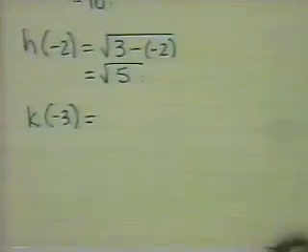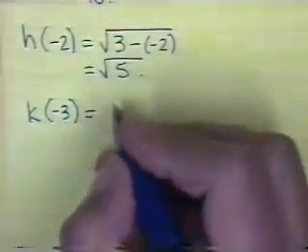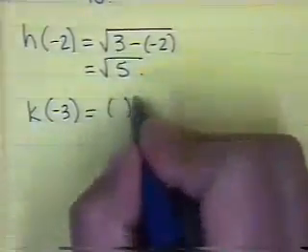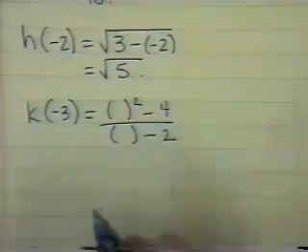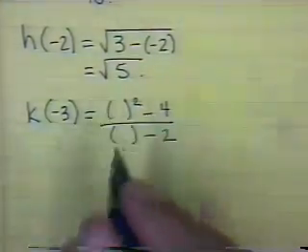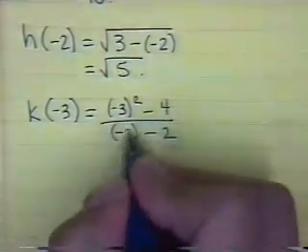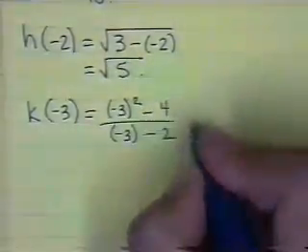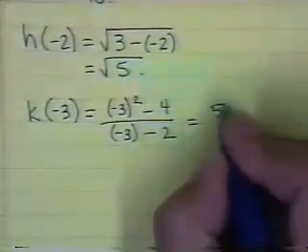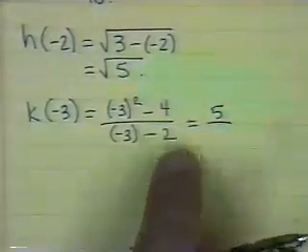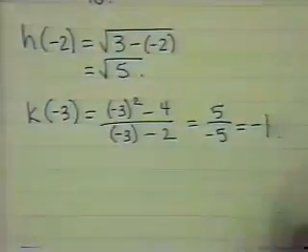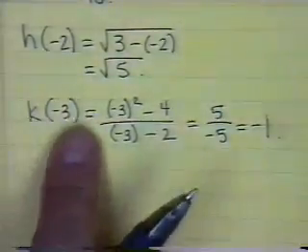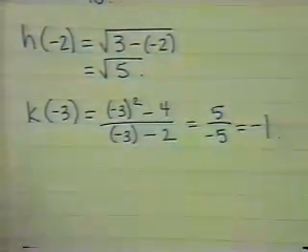So we come back on down here. We're going to use x squared minus 4 over x minus 2 to evaluate our function. So everywhere they have an x, we're going to put in a negative 3. So we have negative 3 squared is 9, minus 4, that's 5. Negative 3 minus 2, that's negative 5. So the value of k at negative 3 is equal to negative 1.